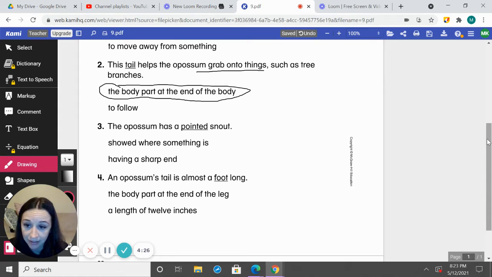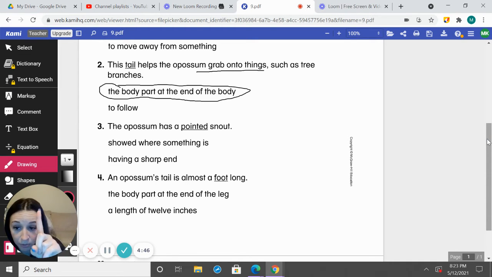I want you to read silently as I read it out loud. The opossum has a pointed snout. So I'm going to have you, if you think it's the first meaning that I'm going to read, hold up 1. If you think it's the second meaning, you're going to hold up 2 fingers, okay?